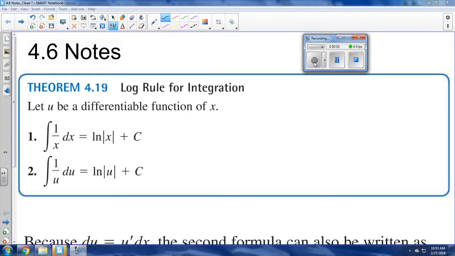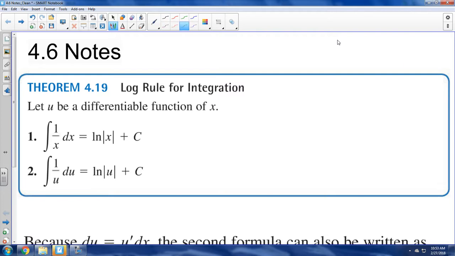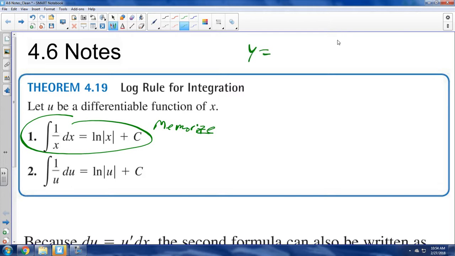Okay, so this section is about logarithmic integration. Basically, if you understand what's written here, the integral of 1 over x is ln of x plus c, this is something we memorized, right? If you think about it, we know if y is equal to ln of x, y prime is equal to 1 over x. So it makes sense that if we were to reverse this, we integrate y prime, we get y, in a sense. When we integrate 1 over x, we get ln of x.